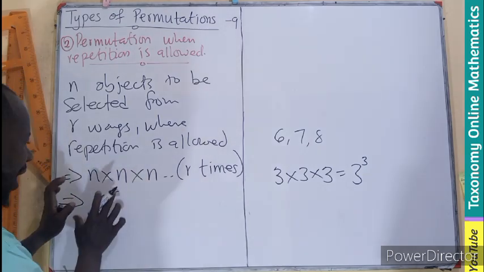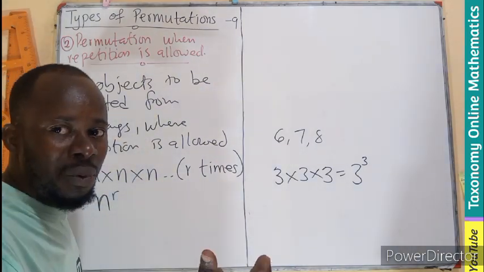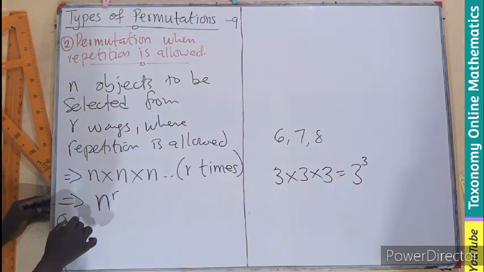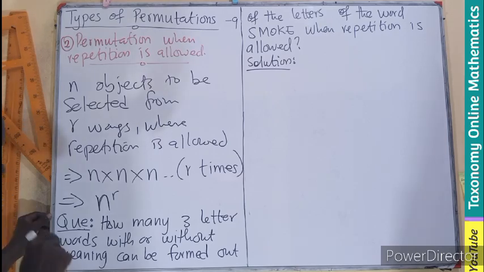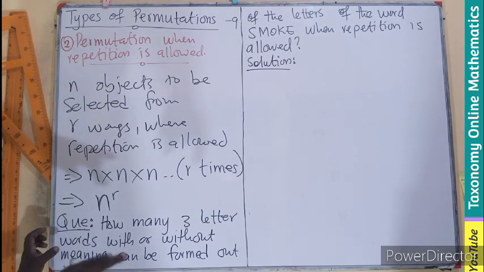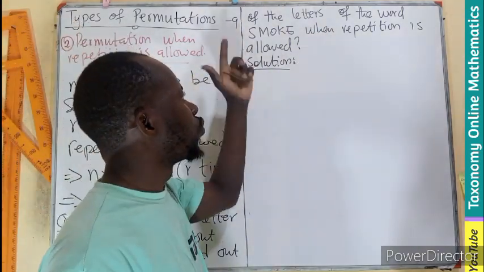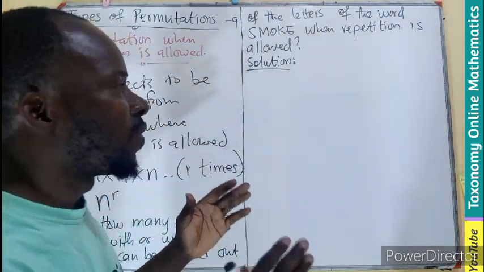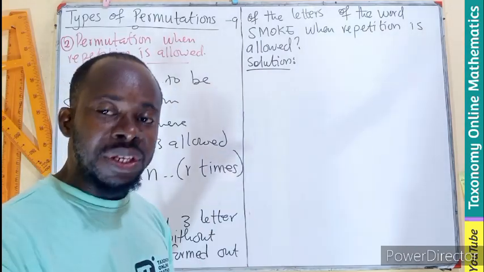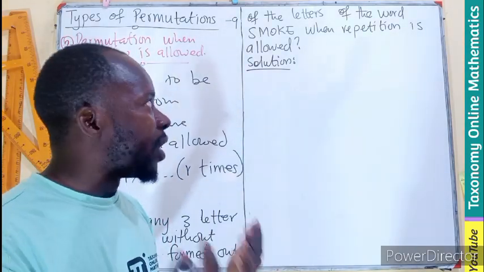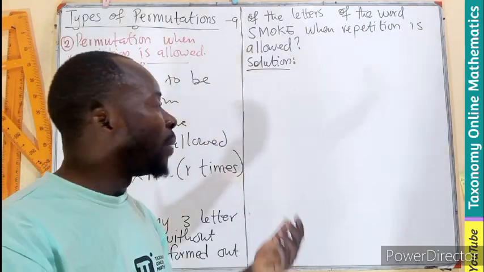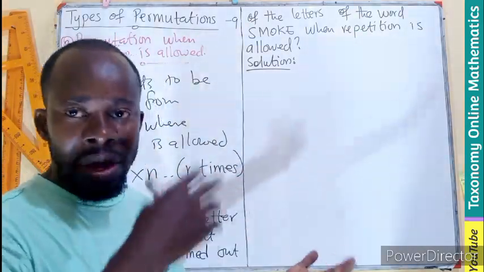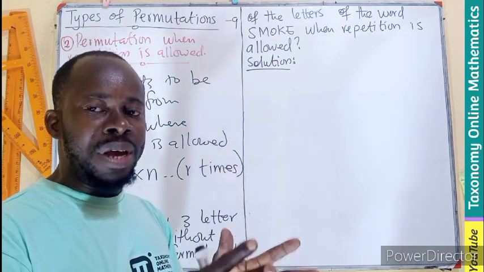Now, how can we deduce this in a particular question? So let's take a question and see how we can do that. How many three-letter words with or without meaning can be formed out of the letters of the word smoke when repetition is allowed? So it means that repetition of letters is allowed. We are looking for three-letter words, so it could be SSS in all the three places, MMM in all the three places, or MOM. There should be a repetition.